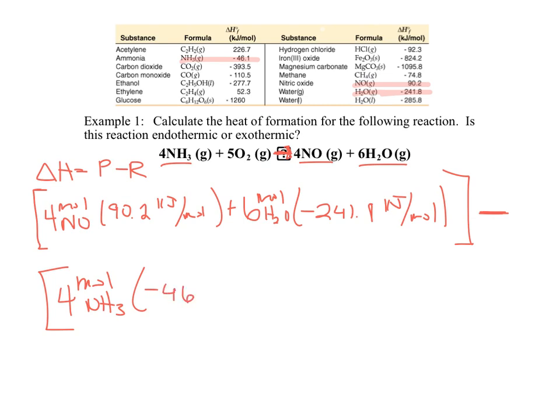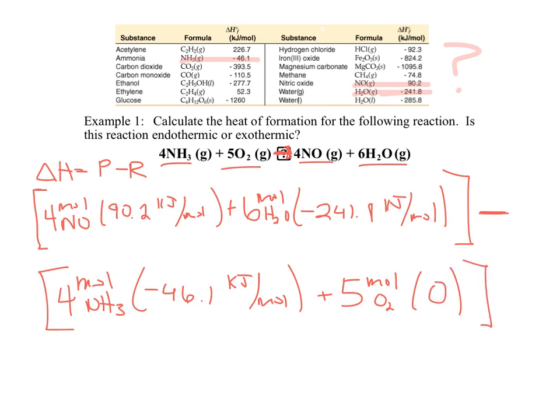Negative 46.1 kilojoules per mole plus 5 oxygens, so then I would say 5 moles of O2. Now we've got to look up that heat of formation, and it's not on here. Remember, oxygen is just an element, and elements are 0. Close that bracket.